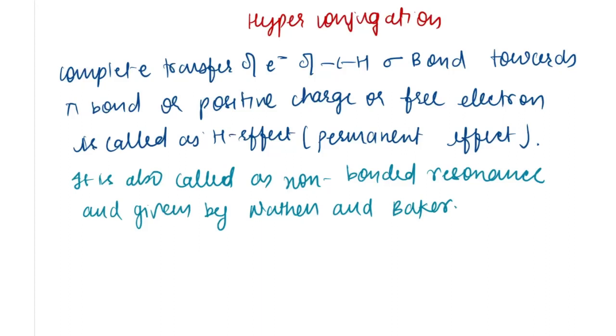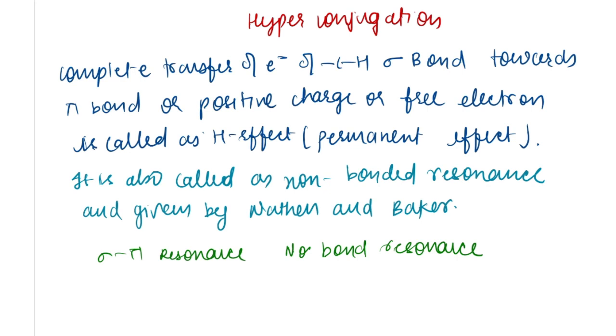Hyperconjugation. So what is hyperconjugation? In this there is a complete transfer of electron of sigma bond towards pi bond. It is also known as sigma pi resonance or no bond resonance, because in this resonance there is no bond involved.